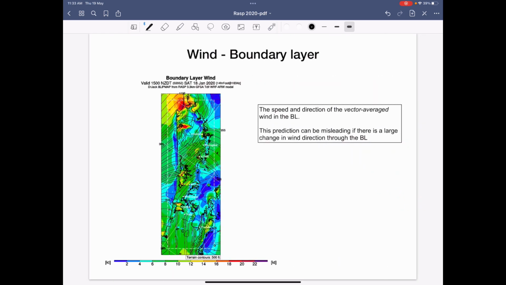Boundary layer wind. This is the average wind speed and direction through the boundary layer. So again, it's the same thing. It's colours on the map, key down the bottom for knots, and same thing, arrows and lines for wind direction.